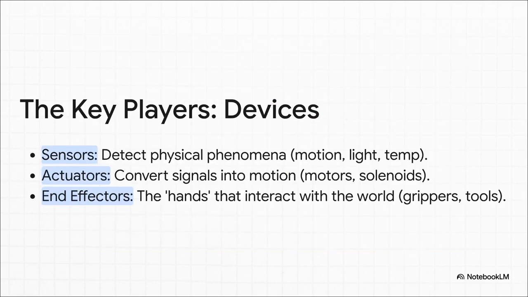Okay, let's zoom out from the chip for a second and look at the rest of the system. You've basically got three key players. First, you have sensors. These are the system's senses, right? They detect things like light, temperature, motion. Then you have actuators. These are the muscles. They turn electrical signals into actual physical movement, like motors spinning. And finally, you have end effectors. These are the hands of the system, the grippers or tools that actually do something to the world. Senses, muscles, and hands. Simple as that.